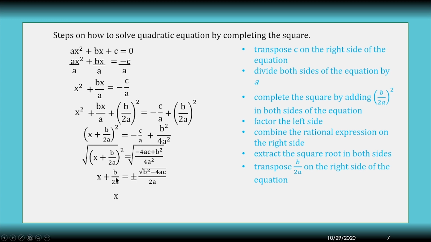So, it will become x is equals to negative b over 2a plus minus square root of b squared minus 4ac all over 2a. So, as you can see, they are similar fractions. So, pwede natin i-combine na lang siya. Okay, so for x, combine lang natin yung ating fraction. So, negative b plus minus square root of b squared minus 4ac all over 2a. Okay, so that's the step.